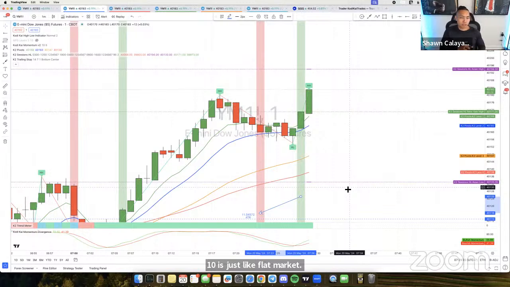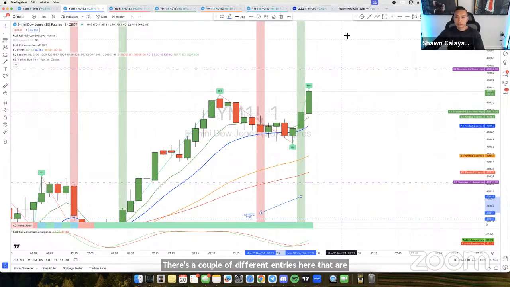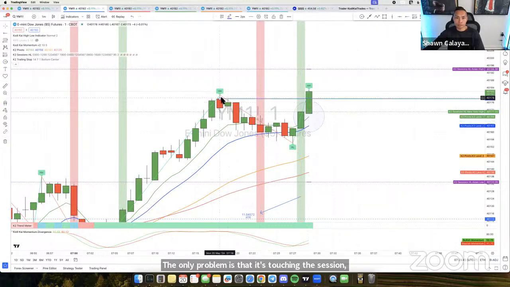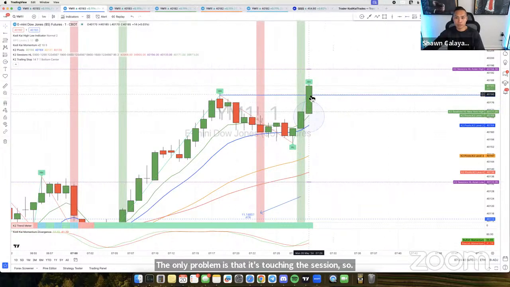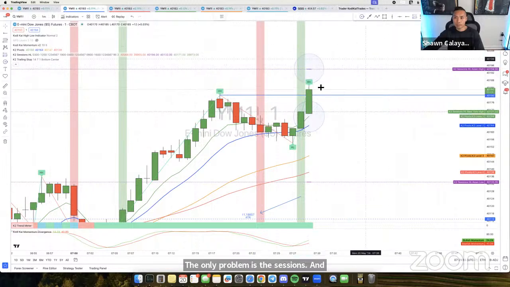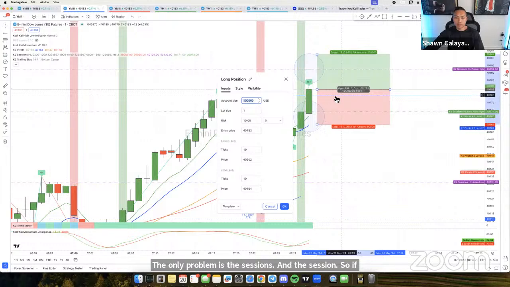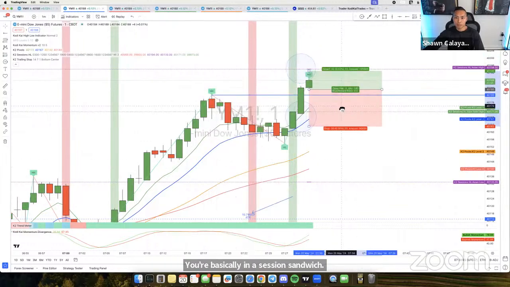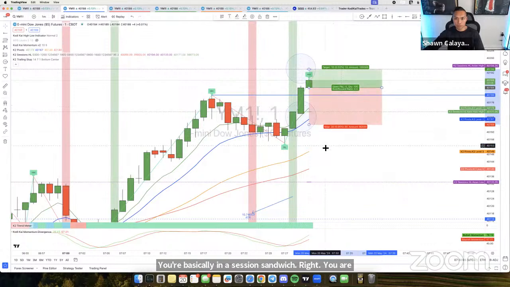There's a couple different entries here that are coming up. So there's a high-low scalp that's happening over this higher high. The only problem is that it's touching the session. So obviously I'm not going to mess with it, but there is a possible high-low scalp. There's a possible breakout V3 continuation. The only problem is the sessions, and the session. So if you're to take an entry on this area right here, you're basically in a session sandwich, right? You are in a session sandwich right here.